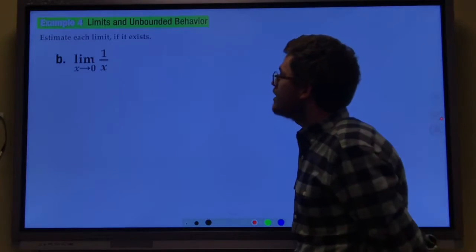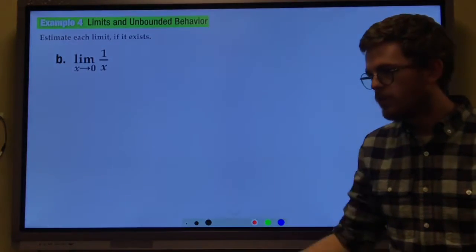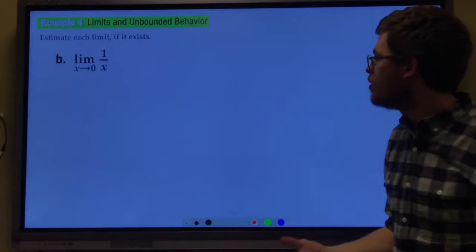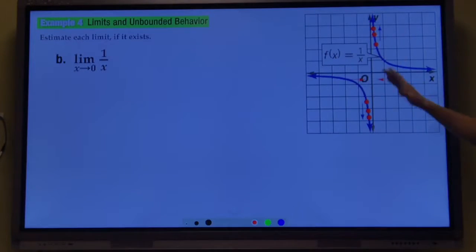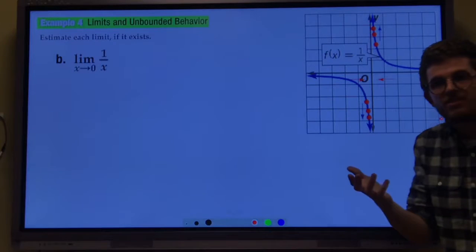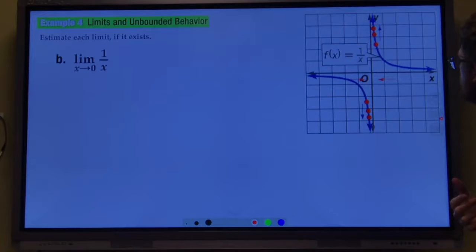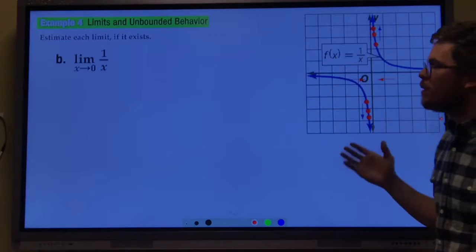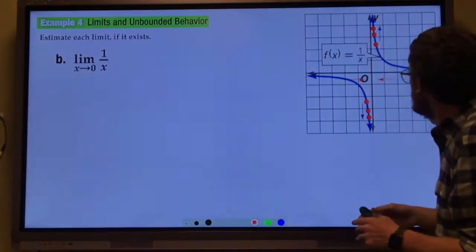Here we have the limit as x approaches 0 for 1 over x. So once again, we've seen this function before, 1 over x. This is a parent function for us. We've dealt with this. We've seen this rational function before. So we want to know, what is the limit as x approaches 0? We're talking about two-sided limits, so we're thinking about both sides.